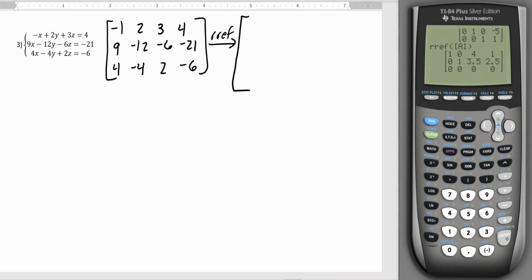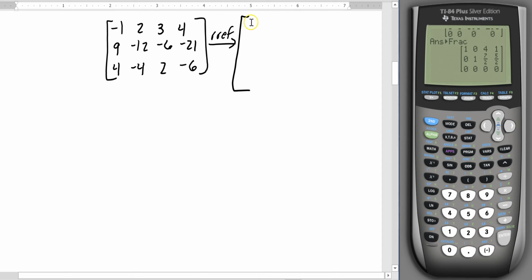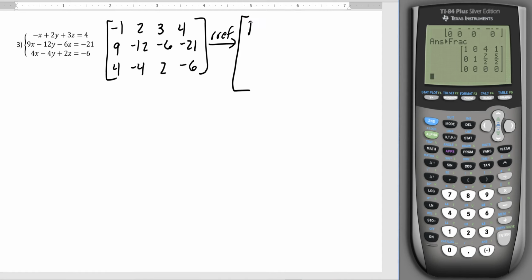Okay, so notice here, got a bottom row that's all zeros, so that tells me this is going to be infinite solution. I get some decimals, so let's go ahead and math frac. So we have 1, 0, 4, 1, 0, 1, 7 halves, and 5 halves, and 0, 0, 0, 0. So we have infinite solutions.